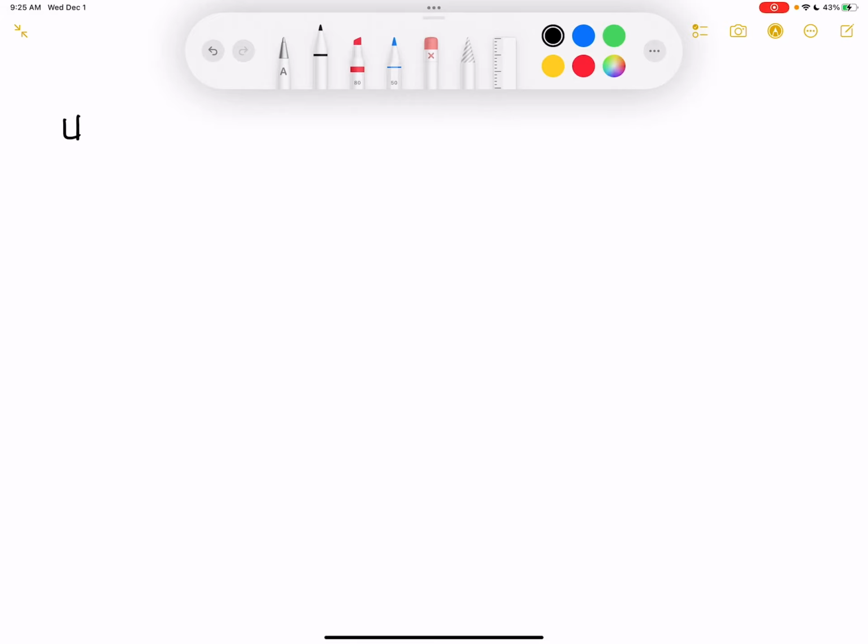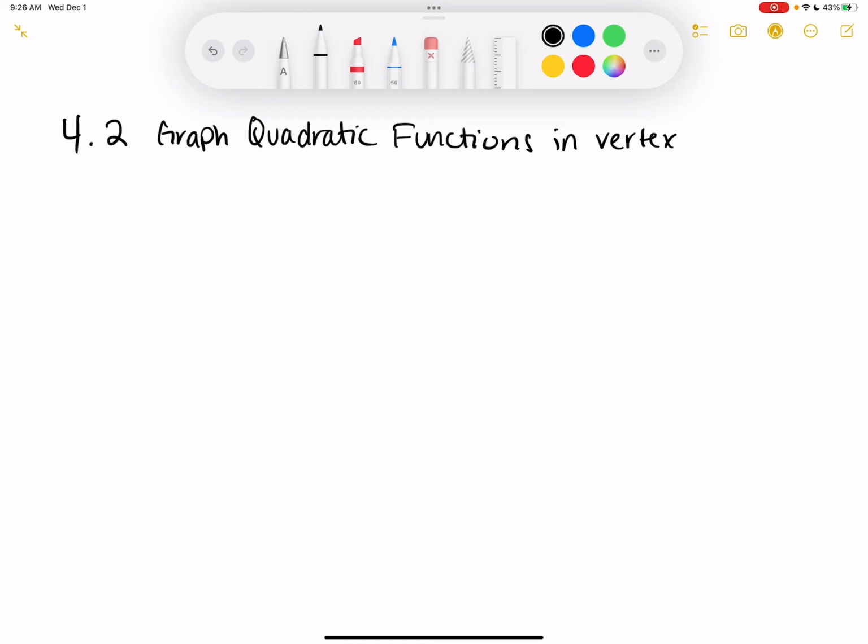All right, so 4.2, graph quadratic functions in vertex or intercept form.